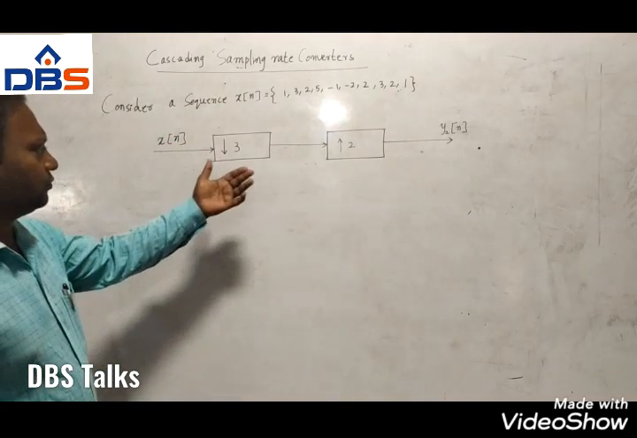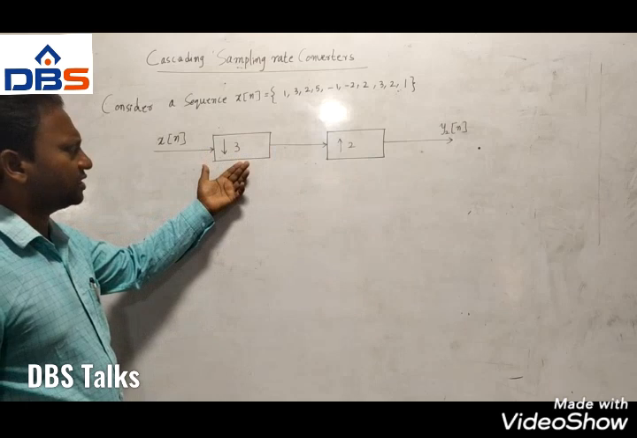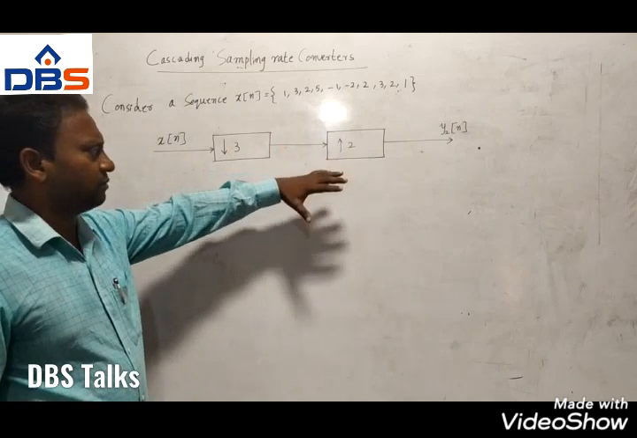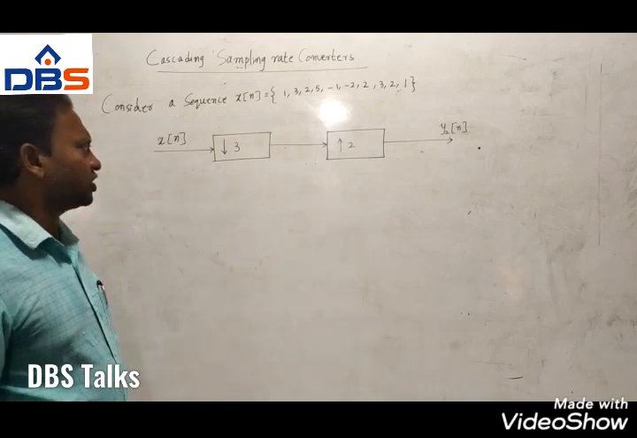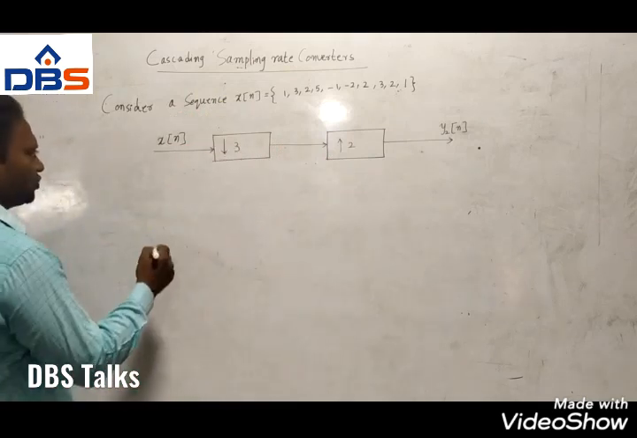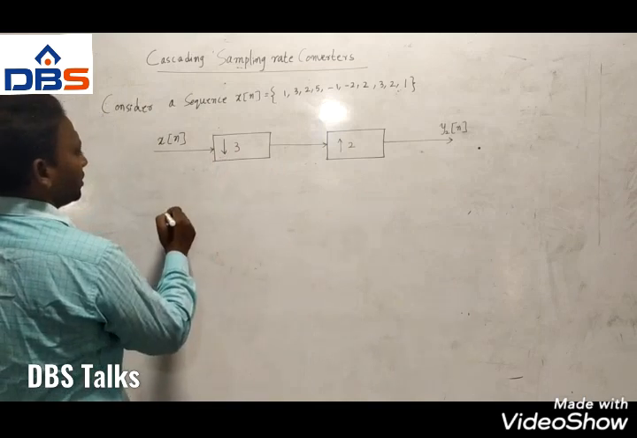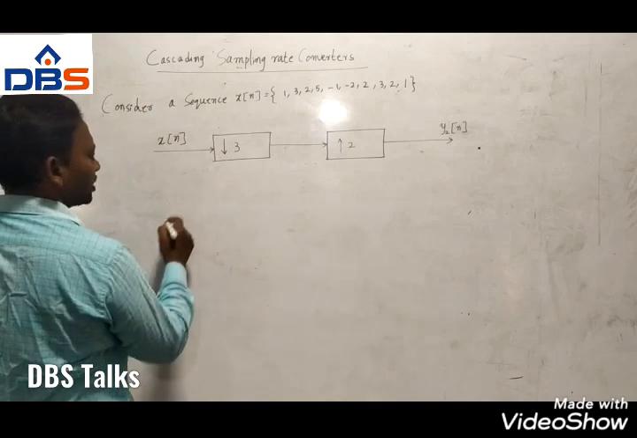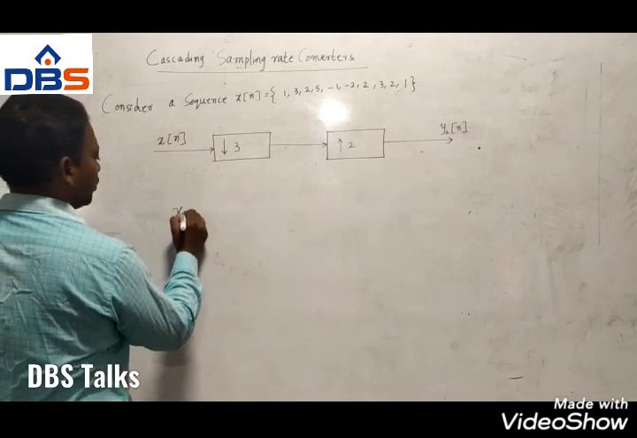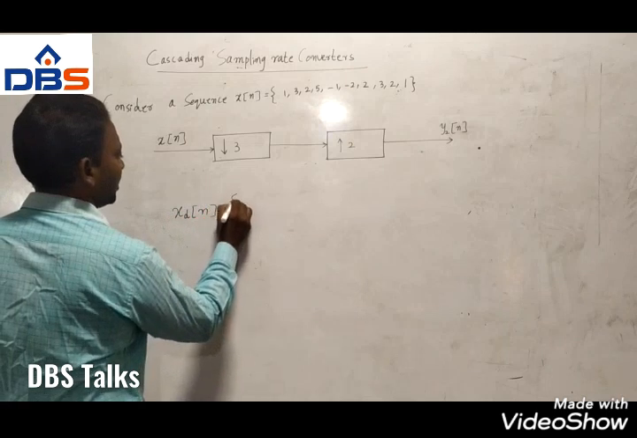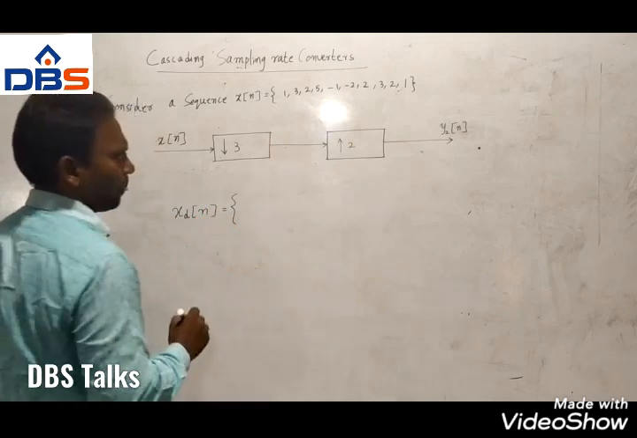Previously, what we have done, initially we upsampled the sequence by a factor of 2. After that we downsampled by 3. Okay, now we have to do it in the reverse way. So first we will see this downsampled signal by 3, so xd of n. Here you will get xd of n.